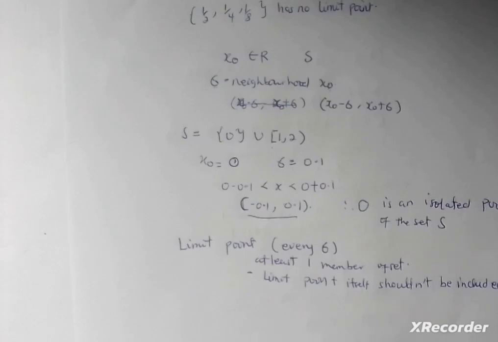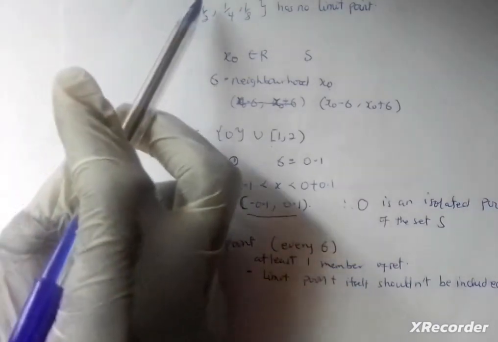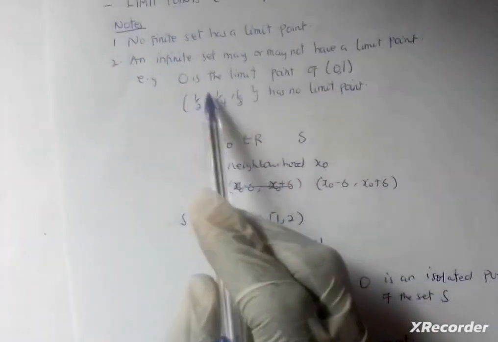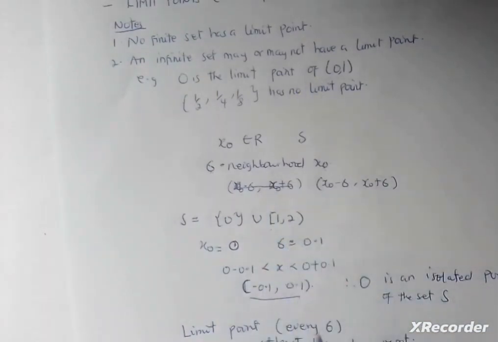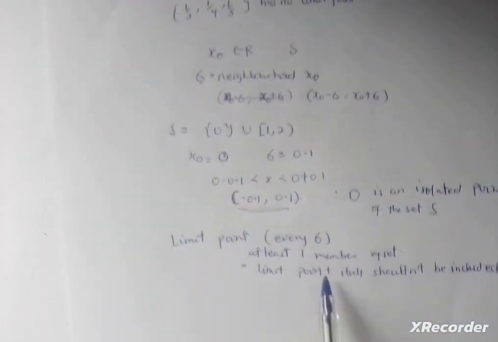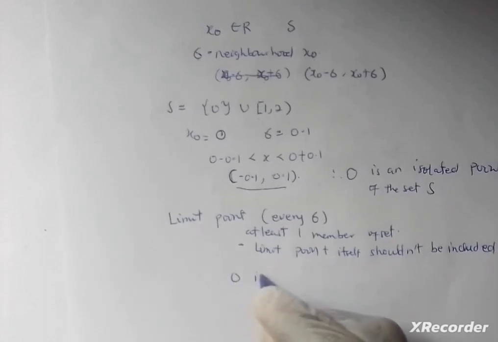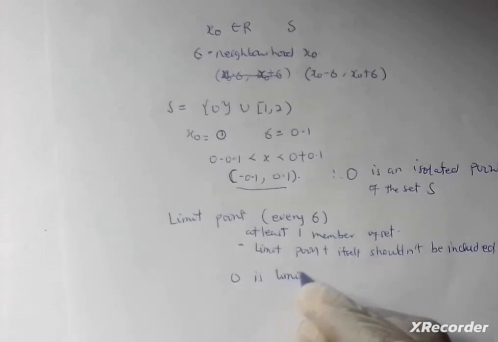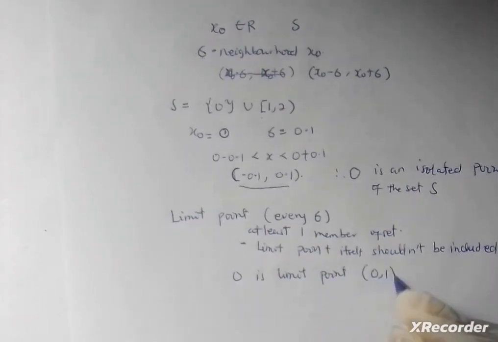Now let's see how we do it. So we have another example here, saying that 0 is the limit point of (0, 1), which is an open interval. So how do we prove this, or how is this true?